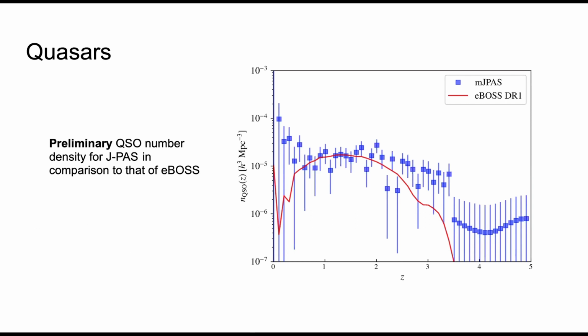JPAS is supposed to be better at higher redshifts, up to 3.5, because of the power that I identify in these emission lines, and also at lower redshift, although at lower redshift we might have confusion with other types of galaxies.